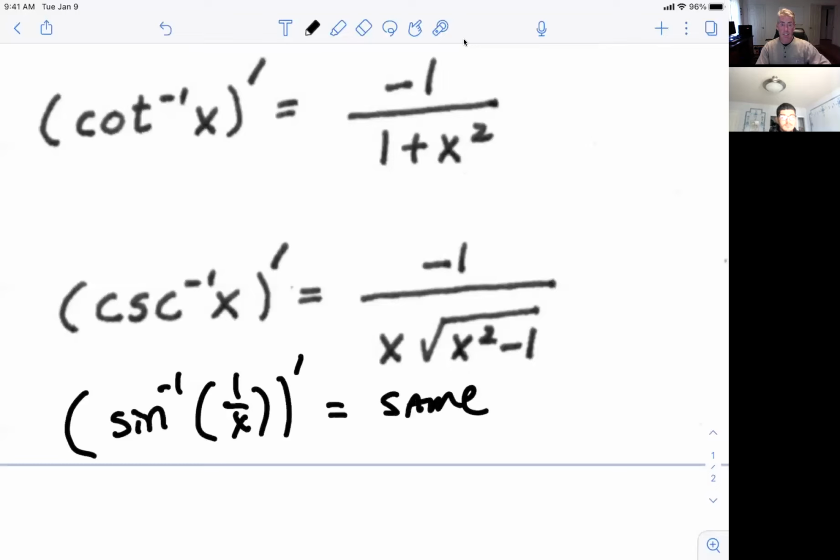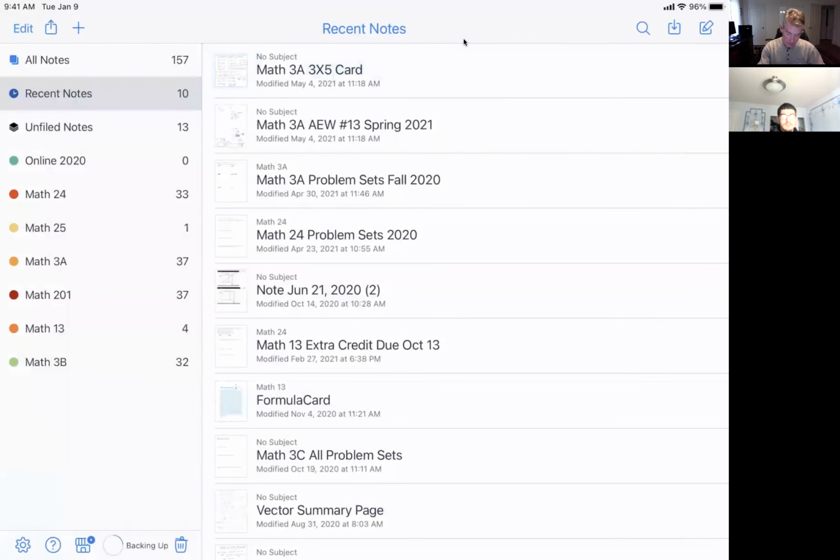So it turns out that cosecant inverse is the same thing as sine inverse of 1 over x. So if I would have realized that from the beginning, I could have just used that identity and then saved myself some time. But I didn't, so I got to do it the long way.